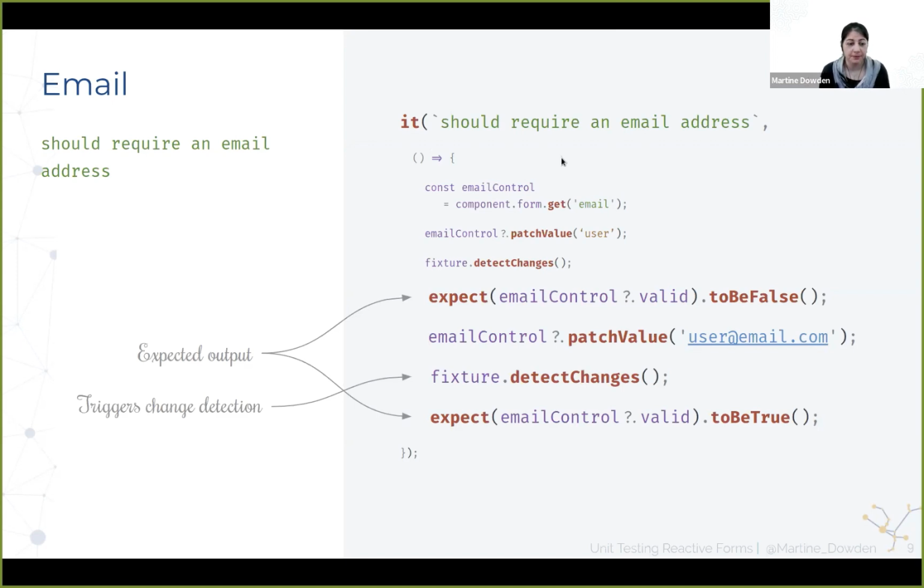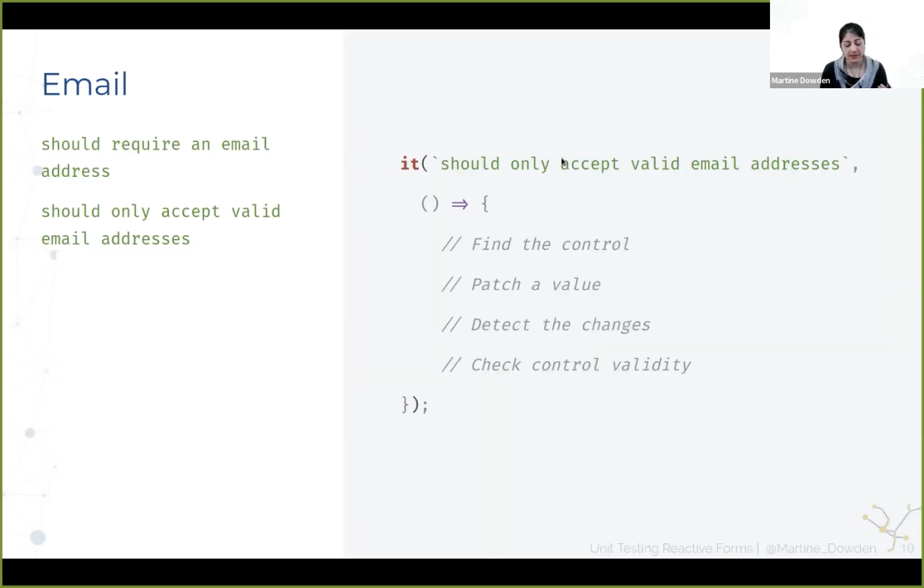At this point, though, whether it's the actual email address itself or whether it's there or not, I'm doing a whole lot of the same thing. I'm doing find the control, patch the value, detect the changes, check the validity. This is incredibly repetitive, and I don't want to write that test 50 bazillion times because it's going to end up being difficult to maintain, and it's just a lot of copy paste, and nobody likes to do that.